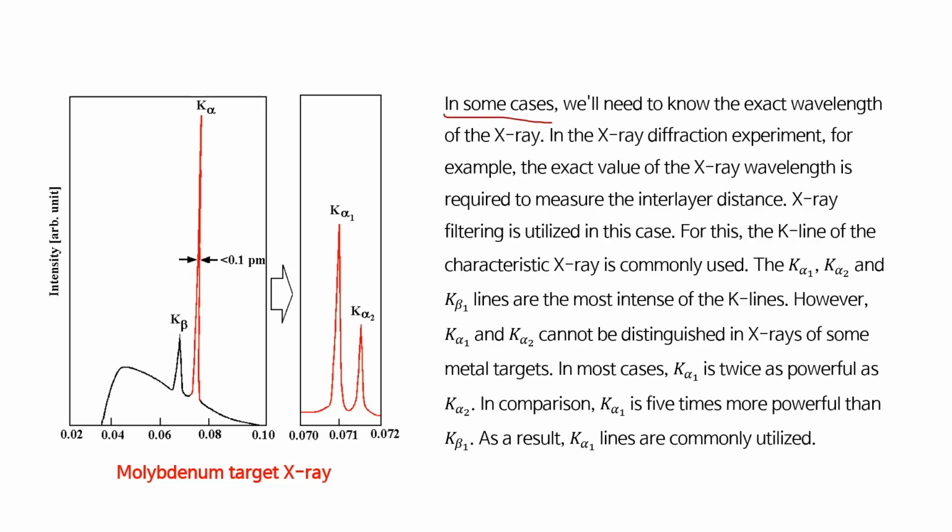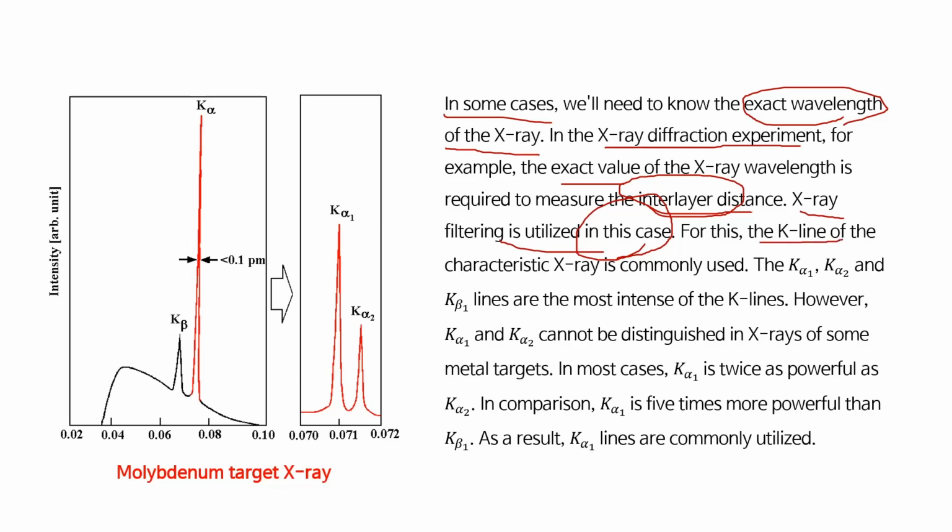In some cases, we will need to know the exact wavelength of the X-ray. In an X-ray diffraction experiment, for example, the exact value of the X-ray wavelength is required to measure the interlayer distance. For baggage inspection at airports, we don't need the exact wavelength of the X-ray, so we just use the continuous X-ray. However, for an X-ray diffraction experiment, we need the exact wavelength of the X-ray. So X-ray filtering is utilized in this case.